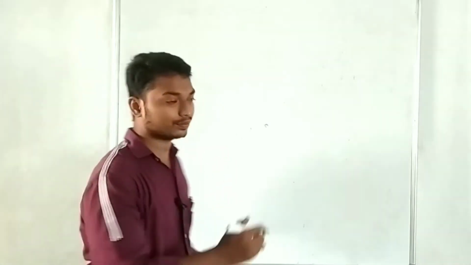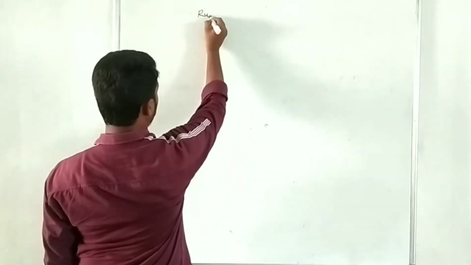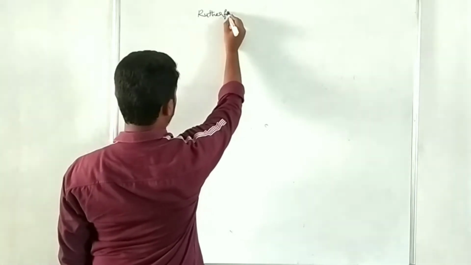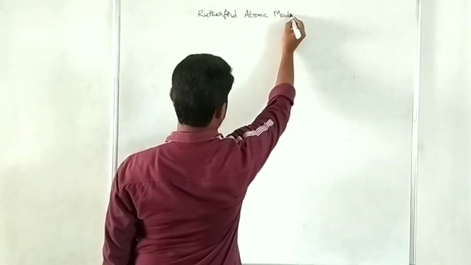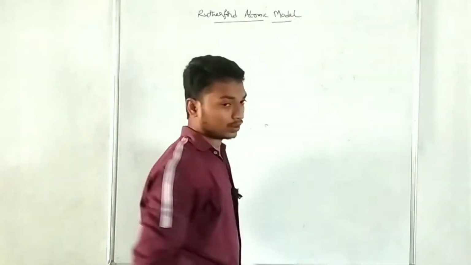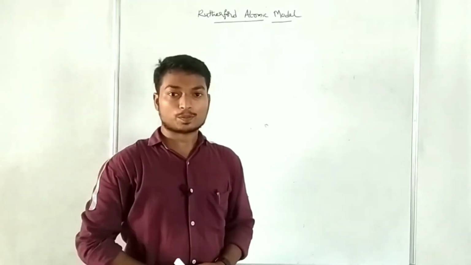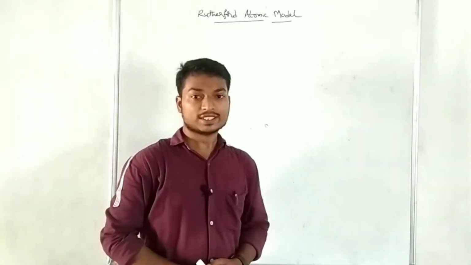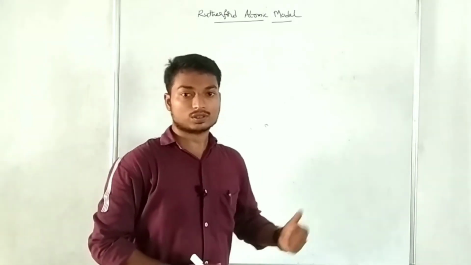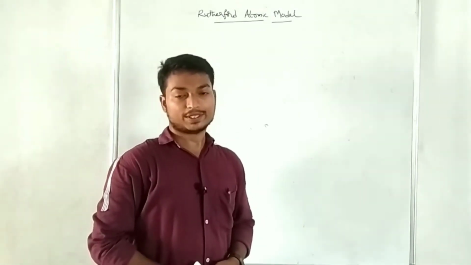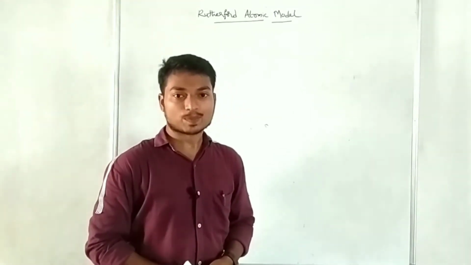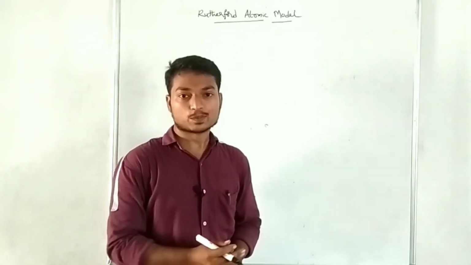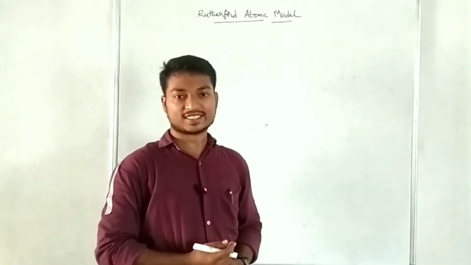Now we are going to discuss the Rutherford atomic model. After the proposal of J. J. Thomson's atomic model, Rutherford proposed another atomic model. Before proposing the atomic model, he did an experiment using alpha rays. That experiment is known as the alpha ray scattering experiment.